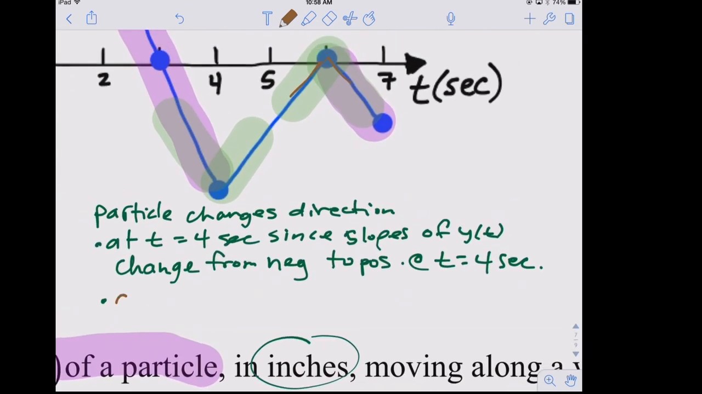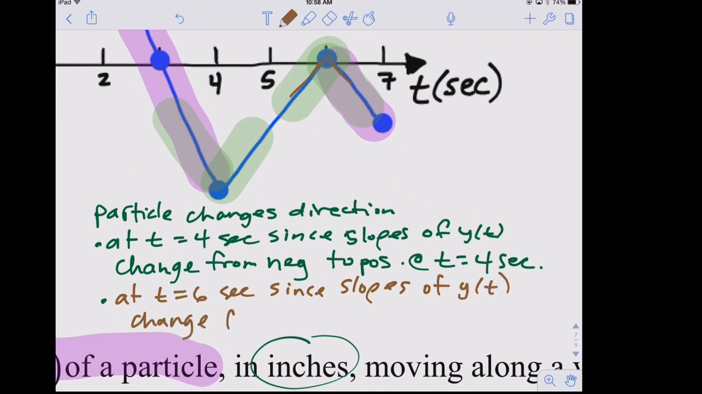At 6. So it also changes at t equals 6 seconds since, see if I can get this one on my own, guys, since the slopes of y of t change from, don't tell me, positive to negative, at t equals 6 seconds.